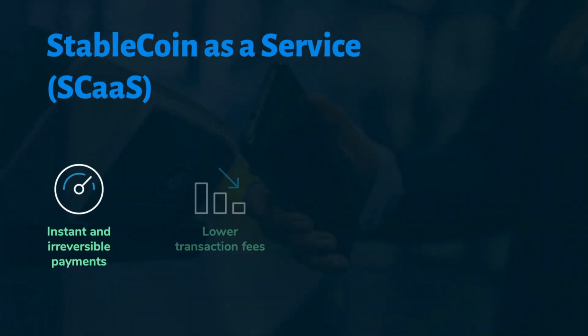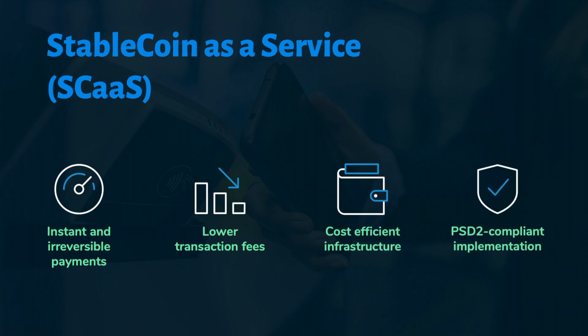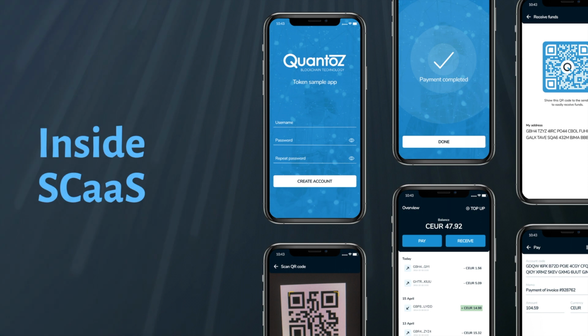Stablecoin as a service, or SCaaS, is a turnkey solution that enables you to issue your own stablecoins and create an ecosystem in which service providers and consumers can exchange tokens in a trusted and compliant manner. This allows you to take advantage of the benefits that tokenization offers without the need for in-house development or in-depth technical knowledge. In this video, I will first explain how the stablecoin ecosystem works, and then show you the customer journey and how things run in the background.